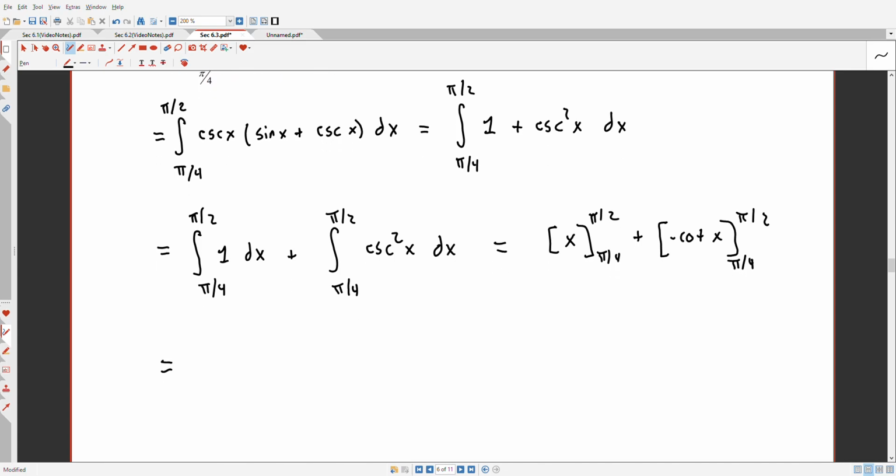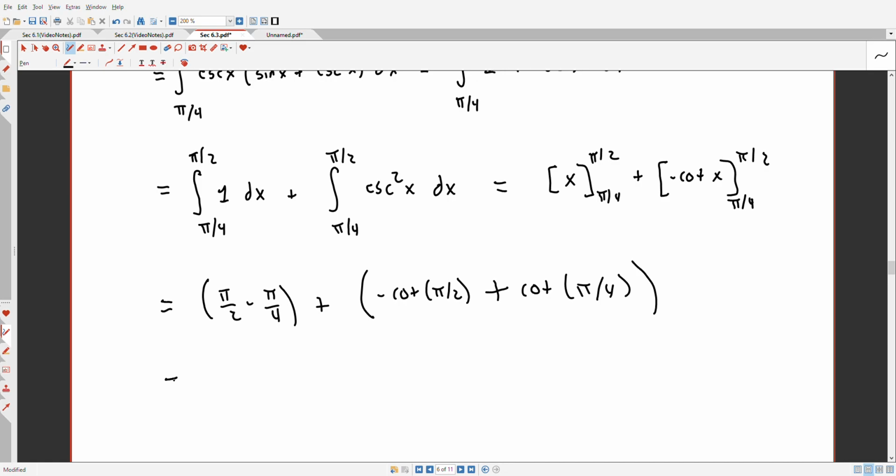And so that first guy becomes pi over 2 minus pi over 4. Then I have a plus negative cotangent of pi over 2 minus a negative cotangent of pi over 4.